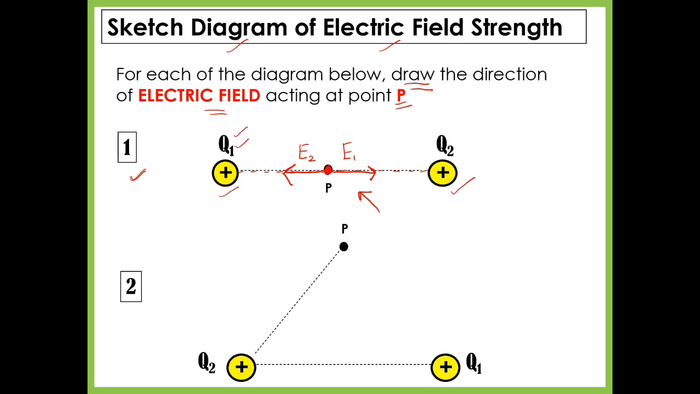For number 2, again we have plus and plus. So it's going to be the outward direction of electric field with respect to point P. This is E1. With respect to point P due to charge number 2, this is how we draw the direction of electric field from charge number 2.